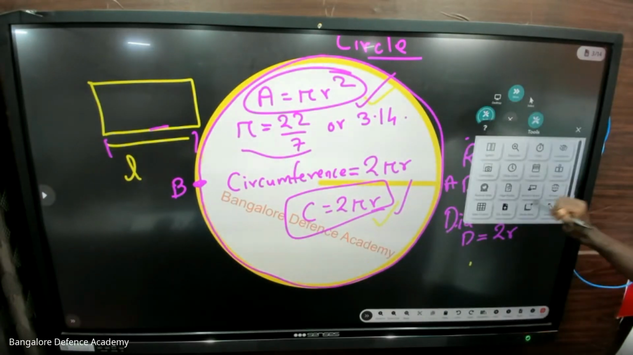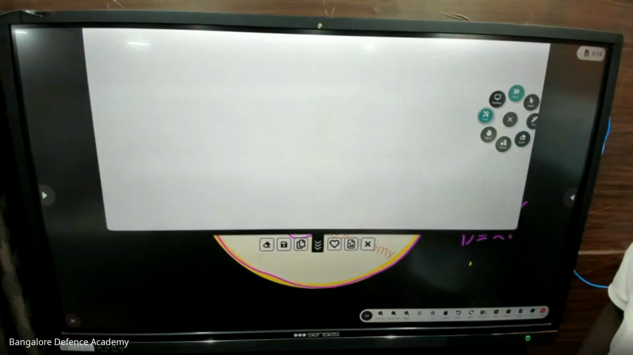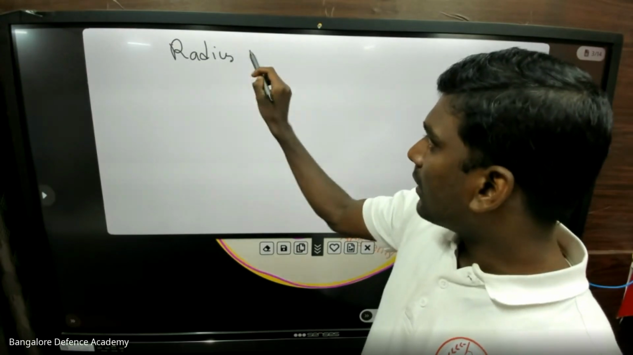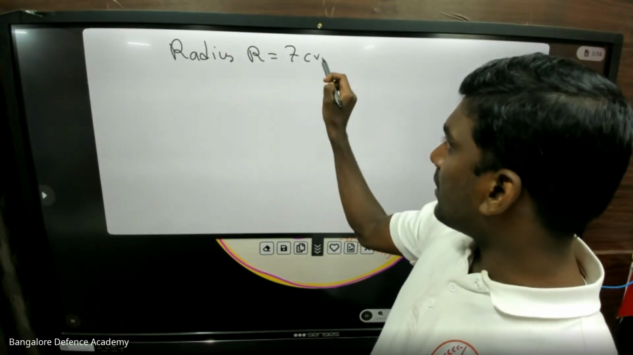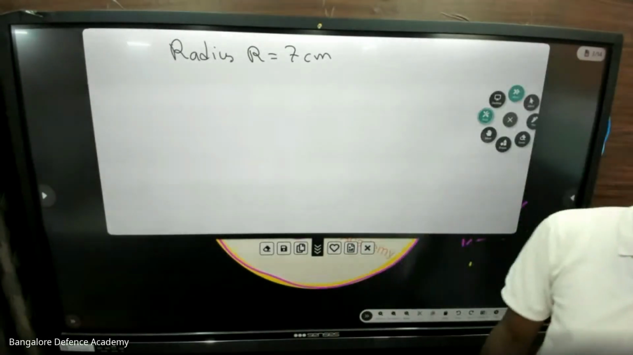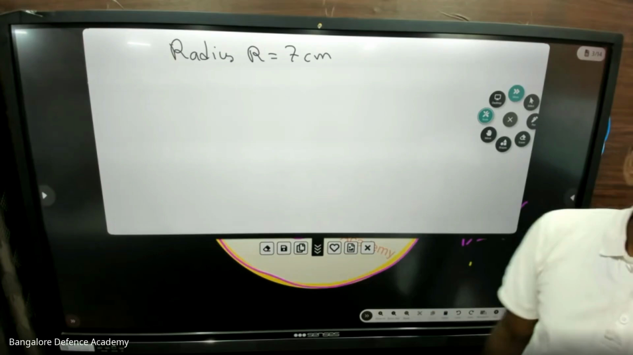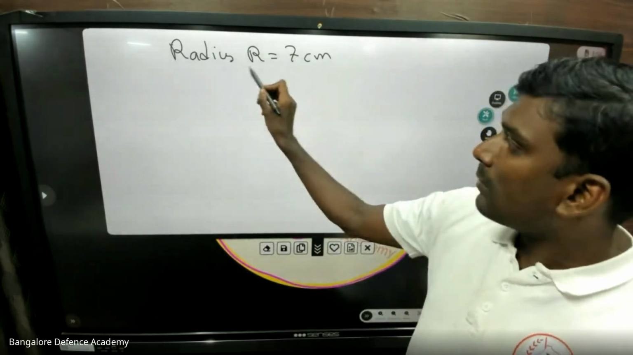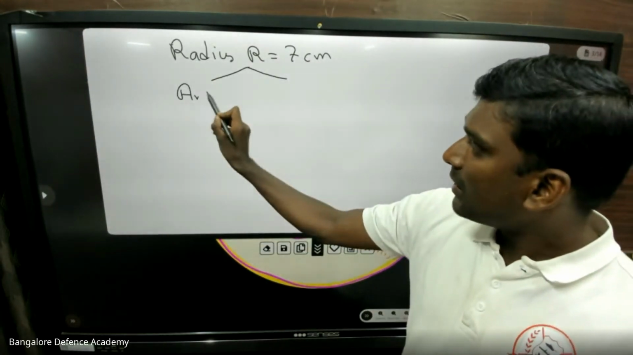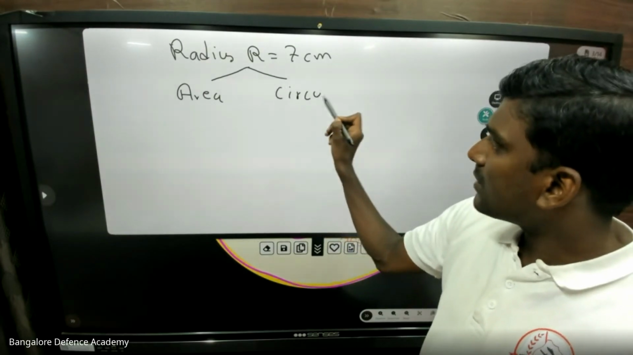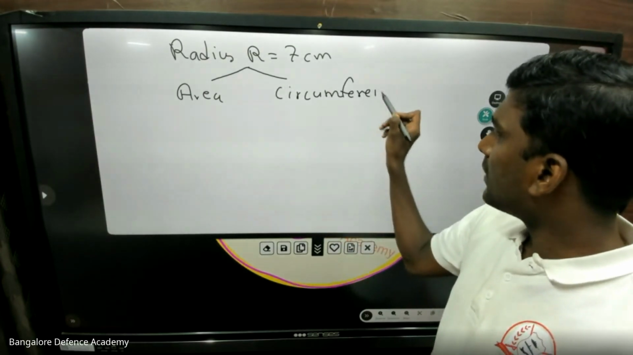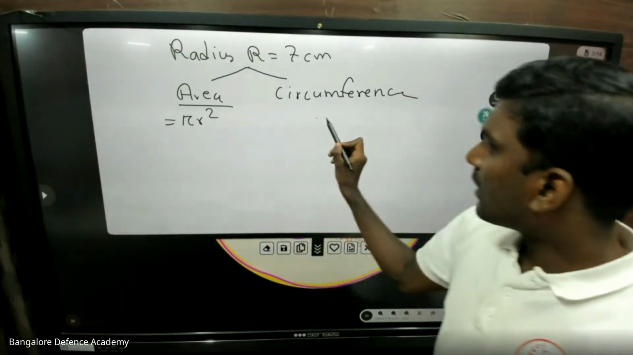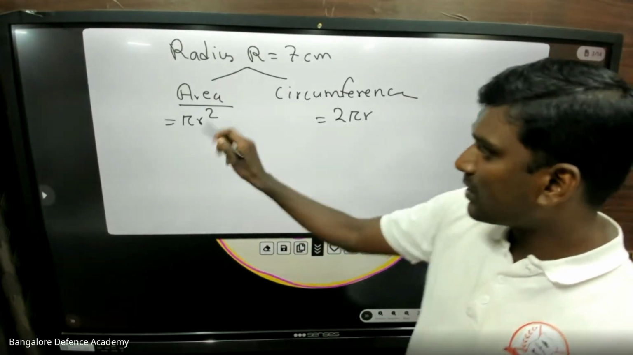Ready? Write down the first question here. Imagine I gave you radius R equal to 7 centimeter. Just write down the question. And now I am asking you two things: find the area and find the circumference. So area of the circle is pi r square and circumference formula is 2 pi r. So first let us try this.